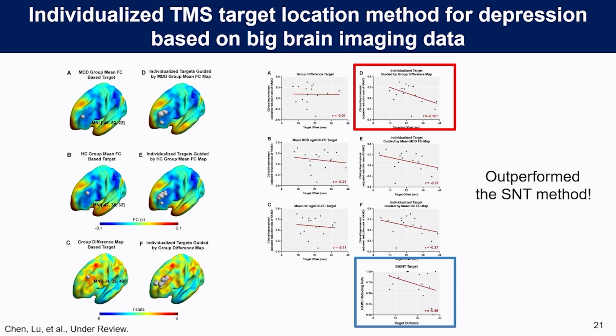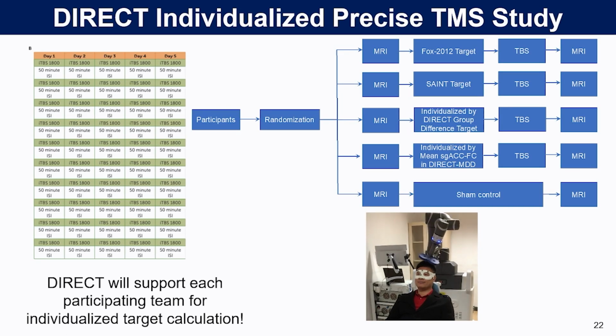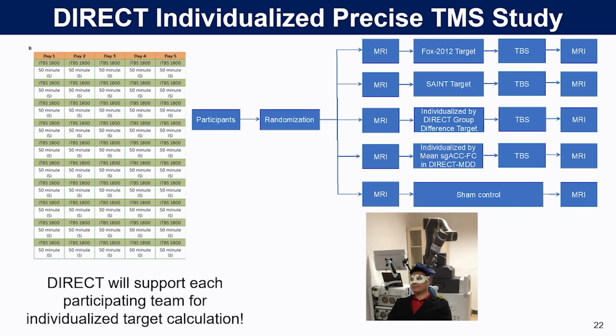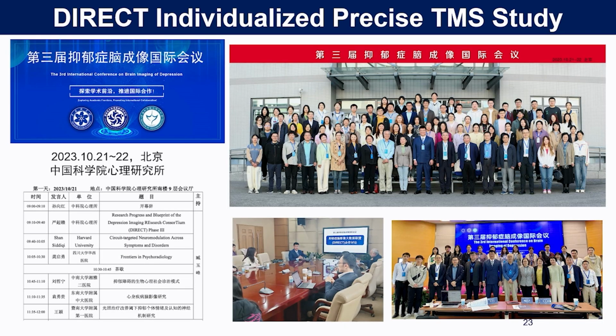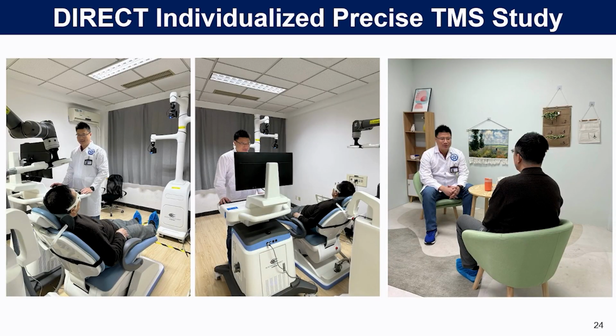However, although we implement the SNT method, it seems our method is better, but we need to prove this in a longitudinal prospective study. So in the direct consortium, we launched an individualized precise TMS clinical trial. And we have a TMS robot, and we will support the algorithm. And we have the International Conference on Brain Imaging of Depression. We have a coordination system there. And in our Institute of Psychology, we started this clinical trial.